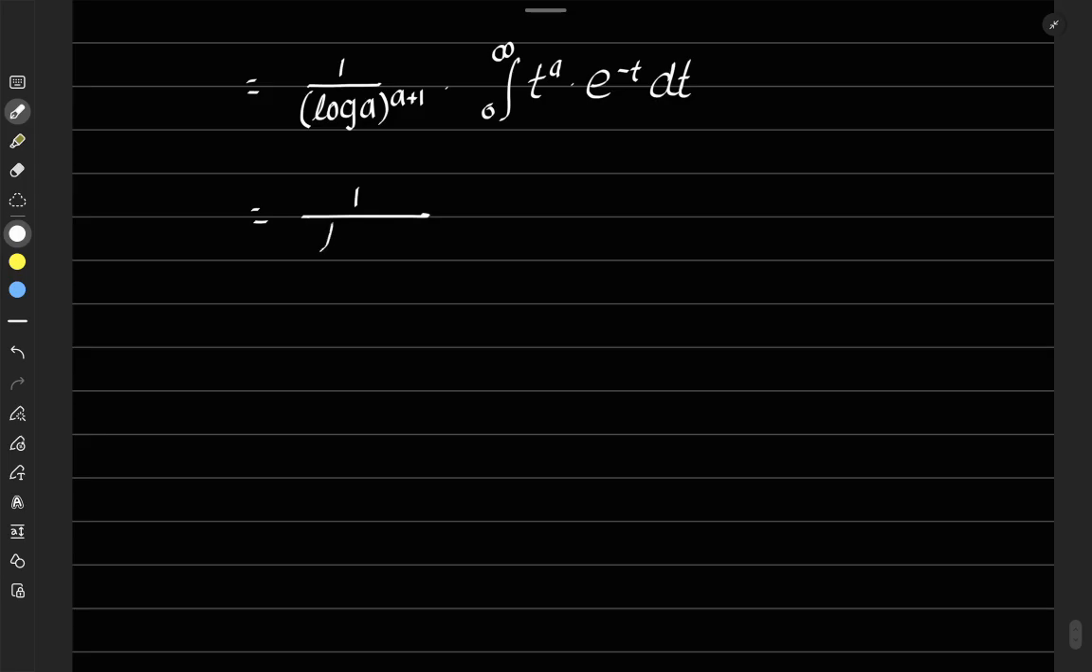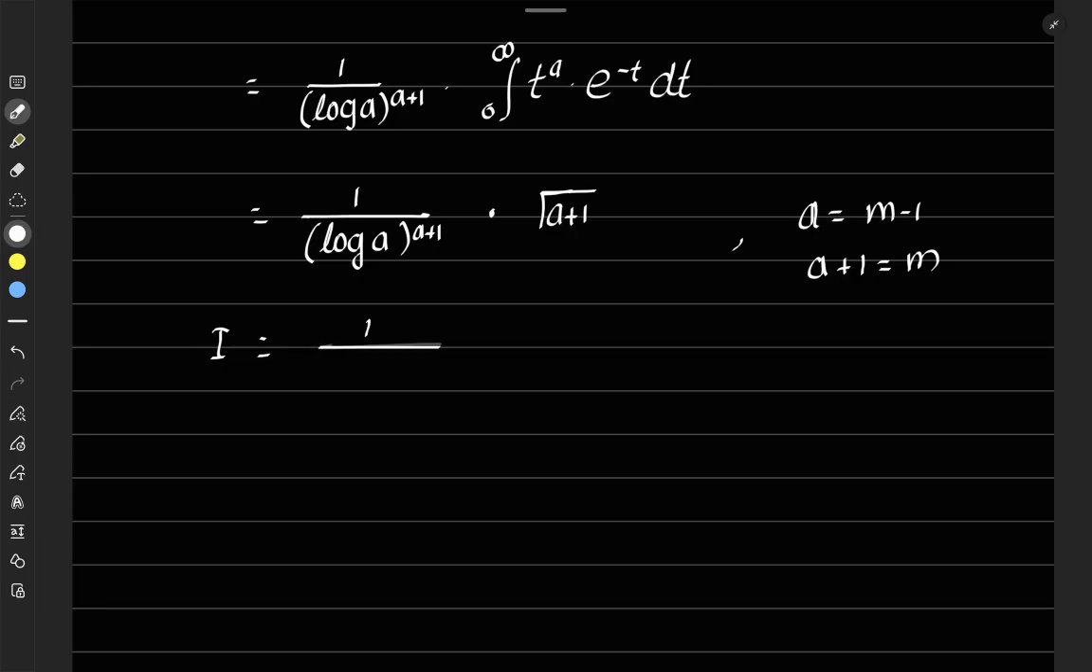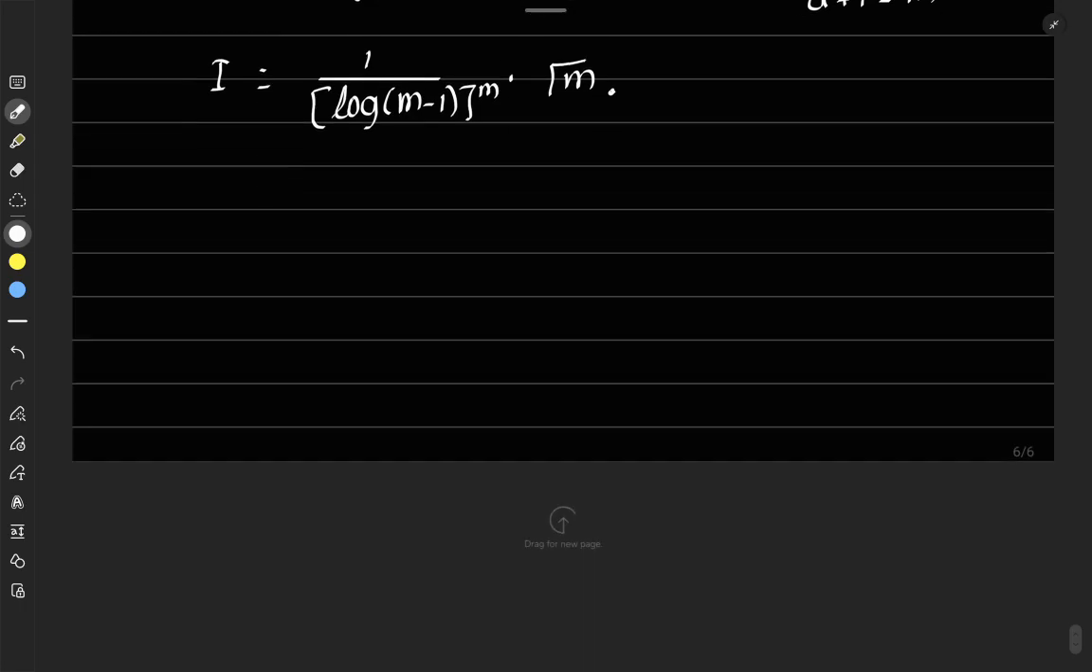So this quantity can be written down as log a to the power a plus 1 into this quantity. If we compare with our standard formula, we will get gamma of a plus 1, but we know a was m minus 1, so a plus 1 is m. So resubstituting the values, we will get I is equal to m minus 1 whole power m into gamma m. So we will stop the discussion about gamma function and we will start with the beta function from the next slide.